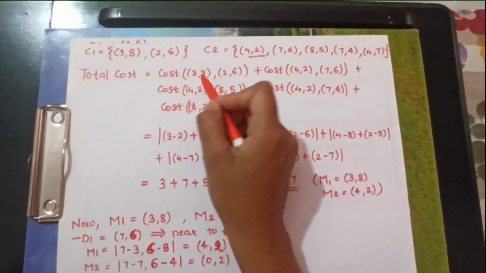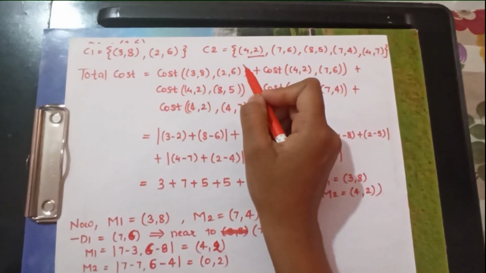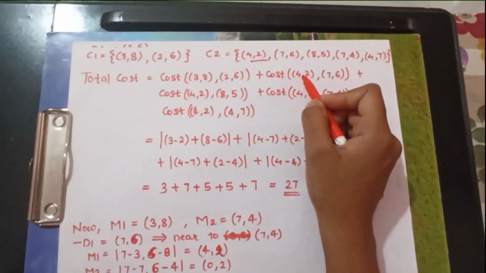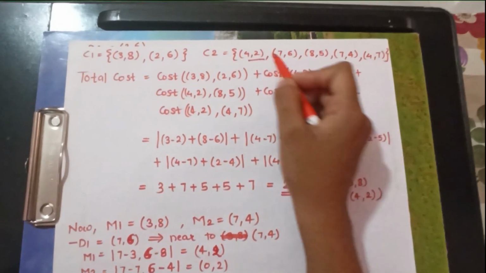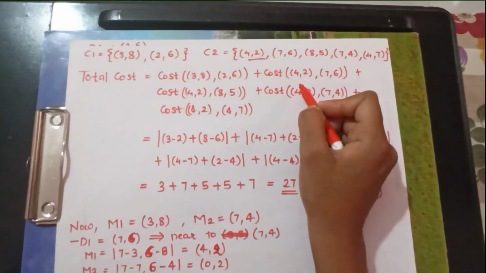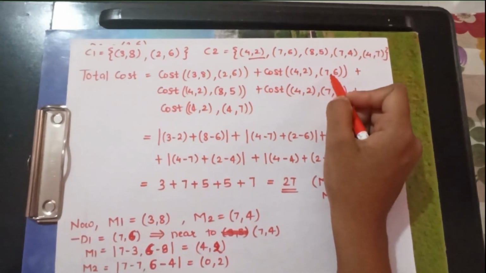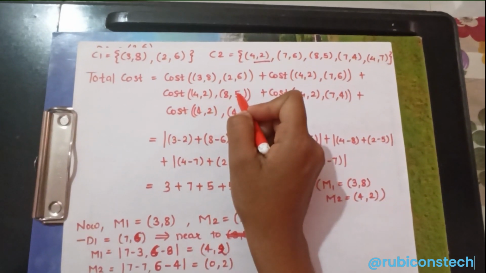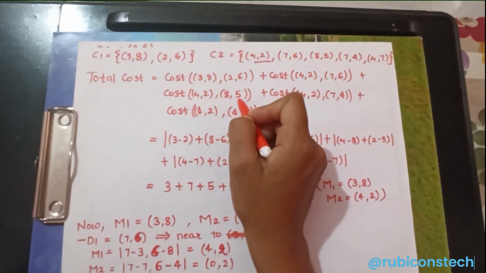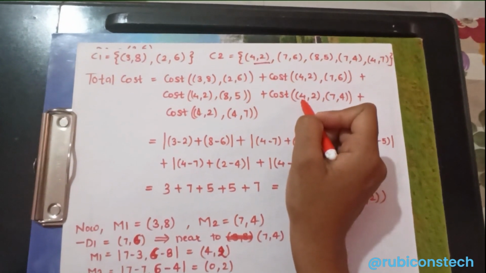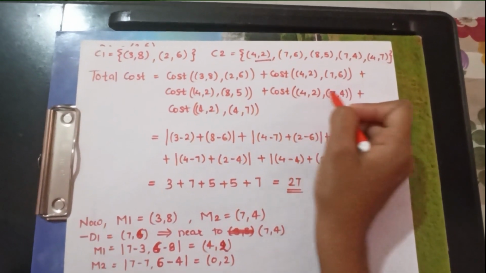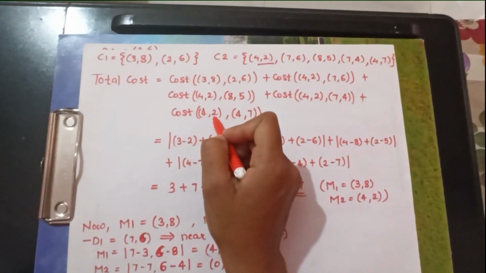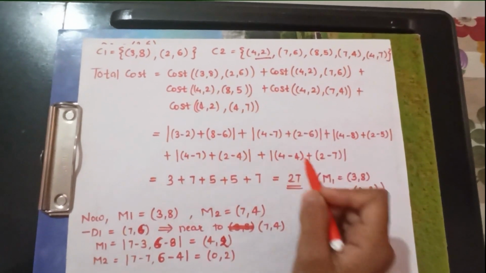This is the medoid 1, and the non-selected point, that is 2, 6, because 2, 6 lies near to your medoid 1, plus the cost of the selected point, that is the medoid. From cluster 2, the medoid is 4, 2, and the non-selected point is 7, 6, plus the cost of medoid 4, 2 and non-selected point 8, 5, plus the cost of 4, 2, that is your medoid, and non-selected point 7, 4, and lastly 4, 2 your medoid and 4, 7 as your non-selected point.